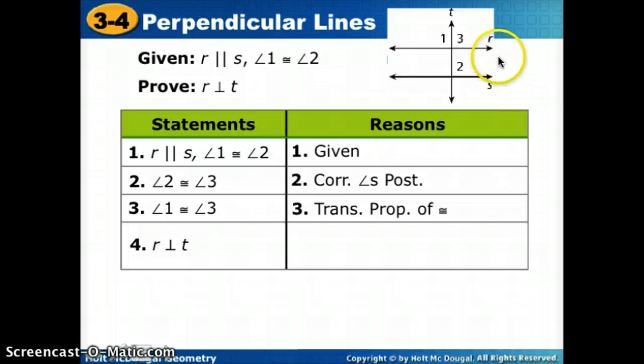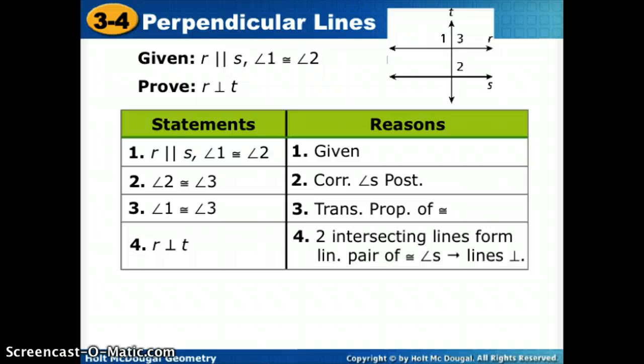So now that 1 is congruent to 3, how do we know that R should be perpendicular to T? Well, one of the theorems we just learned said that if two intersecting lines form a linear pair of congruent angles, then the lines are perpendicular. That was one of the ones that didn't have a name, so we just wrote out the sentence as short as we could, so you can use as many symbols as you want to.